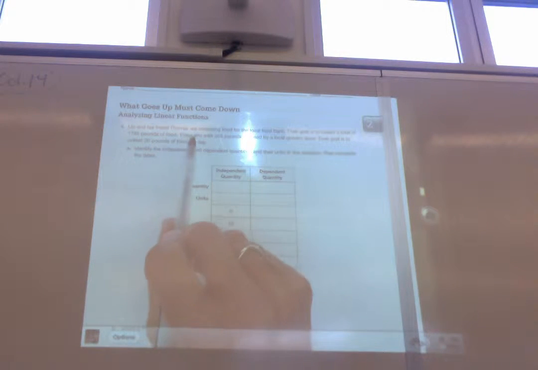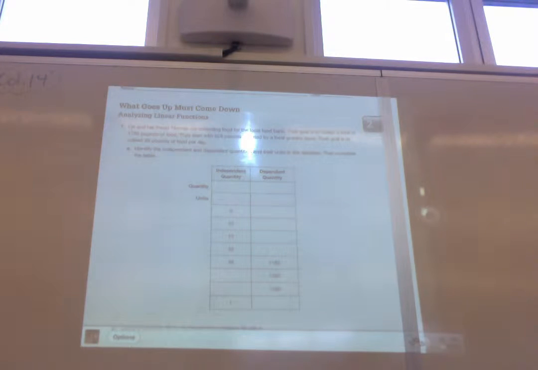Lynn and her friend Thomas. Brody, could you read about Lynn and Thomas? Lynn and her friend Thomas are collecting food from the local food bank. Their goal is to collect a total of 1,785 pounds of food. They start with 225 pounds donated by a local grocery store. Their goal is to collect 20 pounds of food per day.